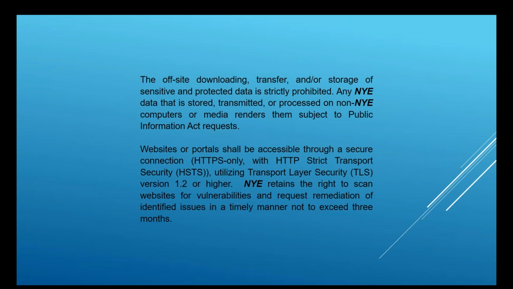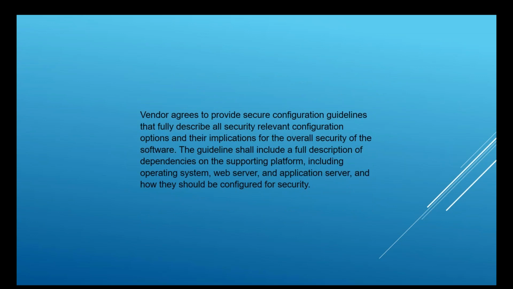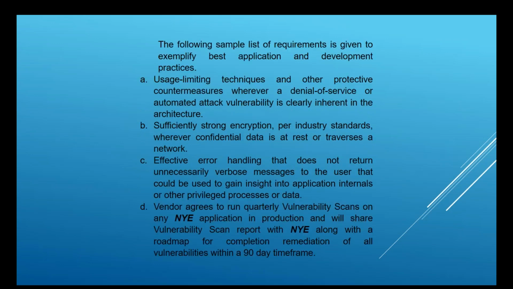So as we move further into the contract, we're still going to ask them to provide configuration guidelines that fully describe how they configure everything, give us diagrams of how things operate in the operating system and what security, like firewalls, they have in place. You want all of that information. And just like before, we're going to talk to them about usage limiting techniques and strong encryption and error handling, but now we've added a fourth bullet here under D.